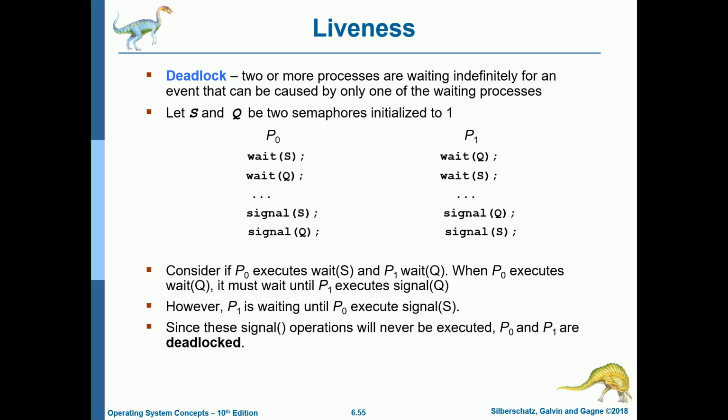Since both of these signal operations cannot be executed, P0 and P1 are deadlocked. The values of the semaphores were 0, so both of these are going to block indefinitely. Now we say that a set of processes is in a deadlock state when every process in the set is waiting for an event that can be caused only by another process in the set. The events with which we are mainly concerned are the acquisition and the release of resources such as mutex locks and semaphores.